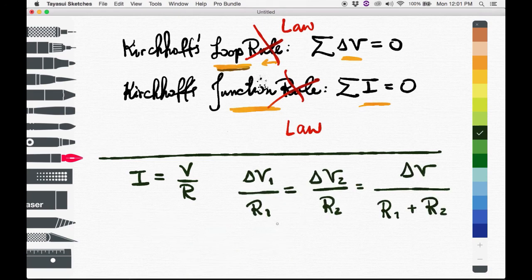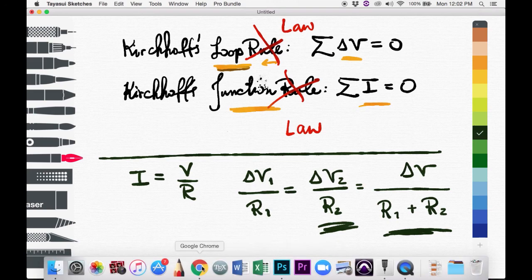So since they are all the same current, you can equate this expression with this one, and you get the voltage divider rule for delta V1, we solve for that. And then likewise, if you equate the expression with delta V2 in it with the one for the total voltage.